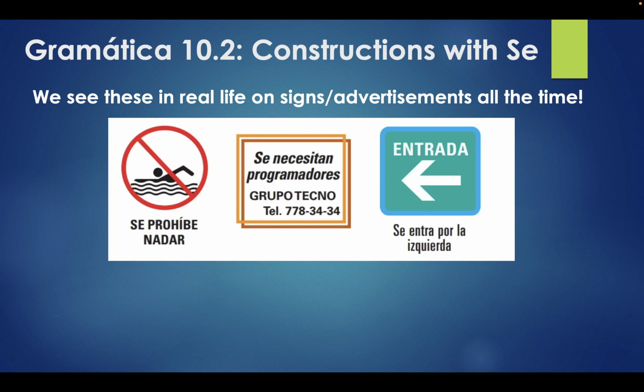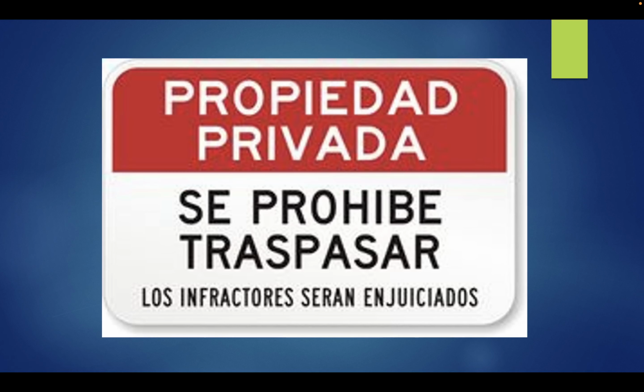You see these a lot in real life on advertisements and signs. So I've included a few from your book, and then I also took some pictures from real life just to show you. We have se prohíbe nadar. Swimming is prohibited. Well, who exactly is prohibited from swimming? We don't know. That's why it's an impersonal se expression. Or se necesitan programadores. Programmers are needed. Well, who exactly needs a programmer? Again, we don't know. Se entra por la izquierda. Enter on the left. Okay, well, who exactly is entering? Se entra, we don't know.